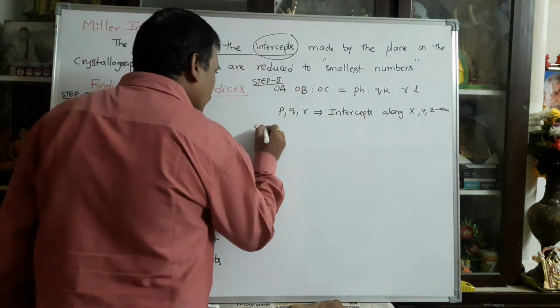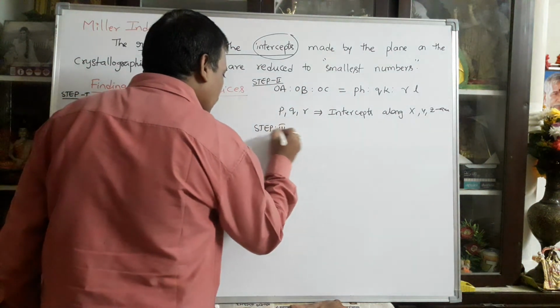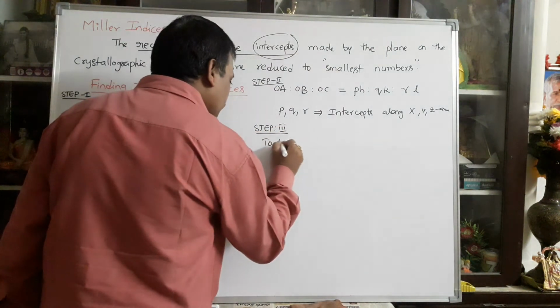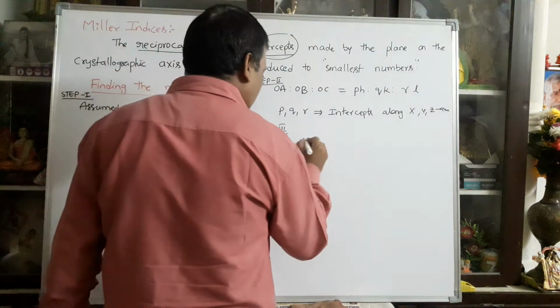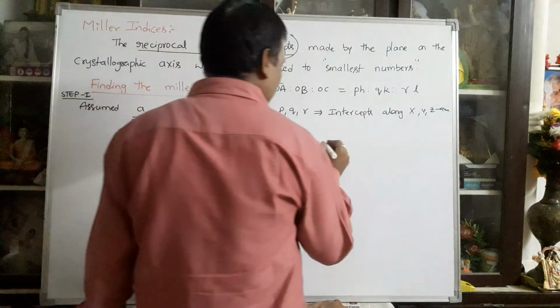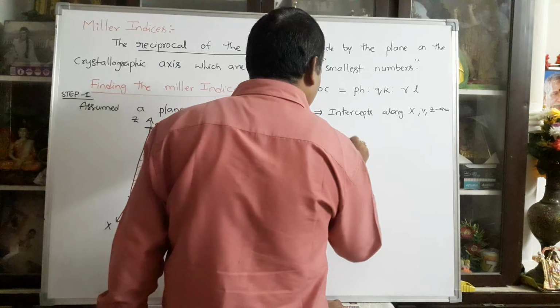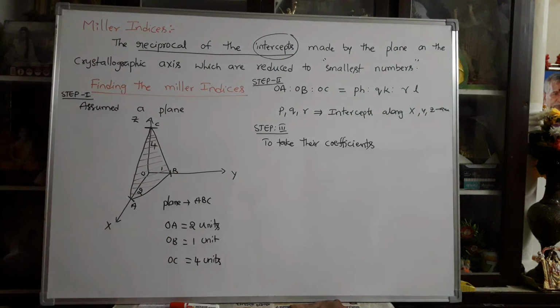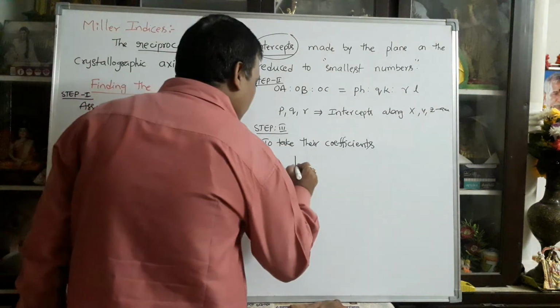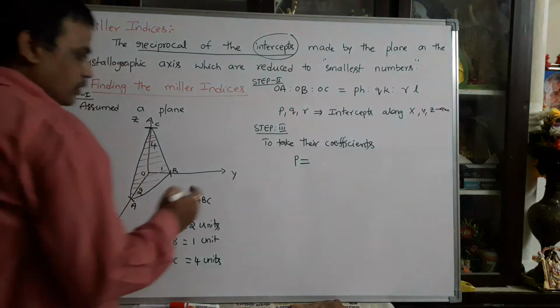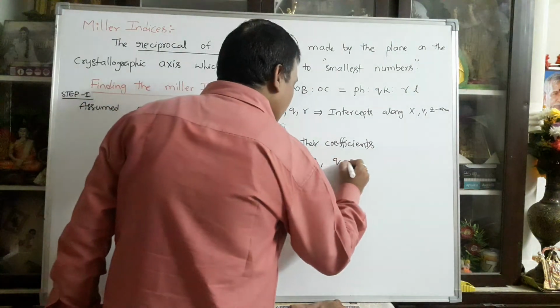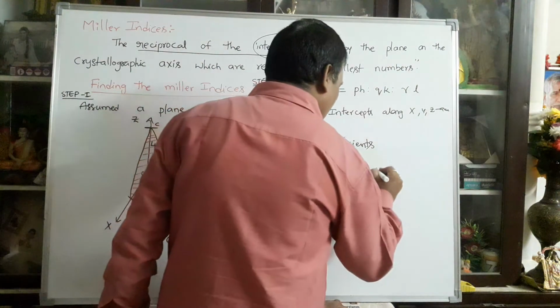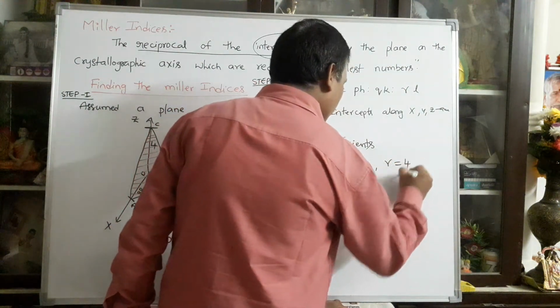After completion of step 2, we can go to step 3, to take their coefficients. What is the coefficient? Here the coefficients are P, Q, R. According to the diagram, P value can be taken as how many units? 2 units. And Q value can be taken as how many units? 1 unit. And R value can be taken as 4 units.